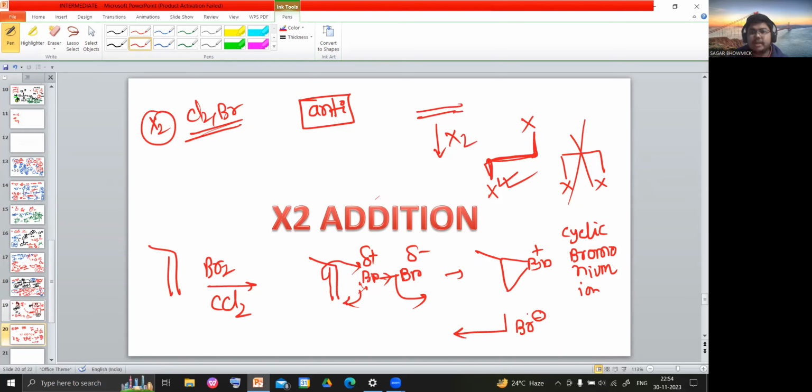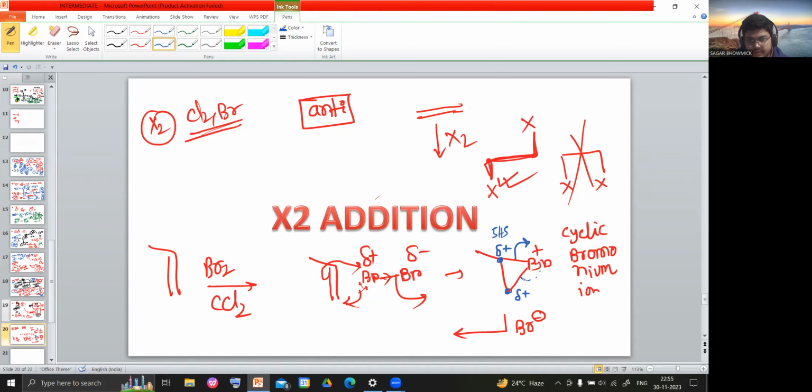Now how is another Br minus going to attack? In which carbon will it attack? In this Br plus, these two carbon centers are partially positively charged, delta plus in this carbon and delta plus in this carbon also. But which one has more delta positive? Consider that this bond has broken. So this center is going to have a complete 2-degree carbocation, and this is going to have 3 plus 2, 5 hyperconjugative structures.